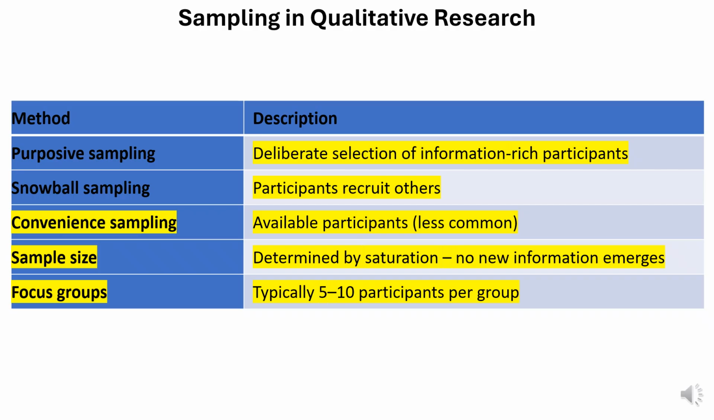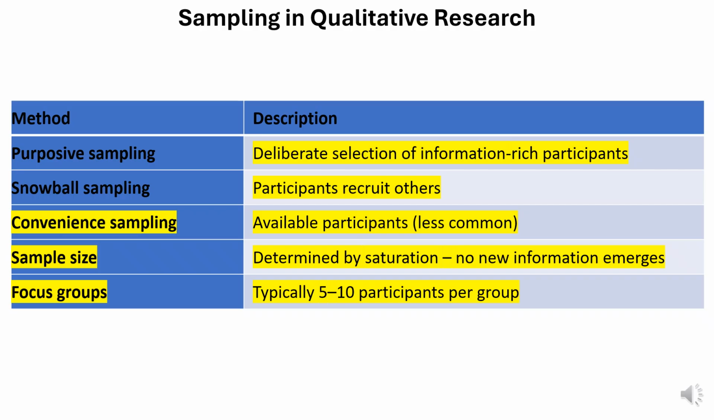Convenience sampling, choosing participants simply because they are available, is less common in rigorous qualitative studies, as it may compromise richness of data. Regardless of the method used, sample size is not fixed in advance. Instead, researchers continue collecting data until saturation is reached, the point at which no new information or insights emerge from additional participants. An adequate sample size is achieved when redundancy occurs, meaning the researcher has heard the same themes repeatedly and can confidently anticipate no novel findings.